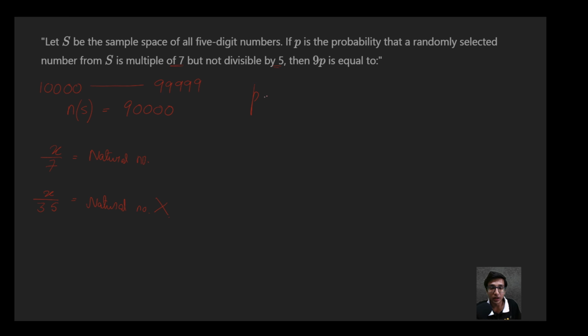So to find our P, let's say this is my probability P1, this is my probability P2. So I would say that my total probability would become P1 minus P2.